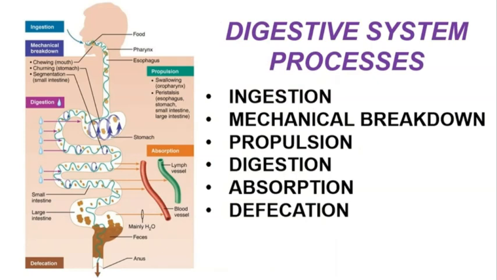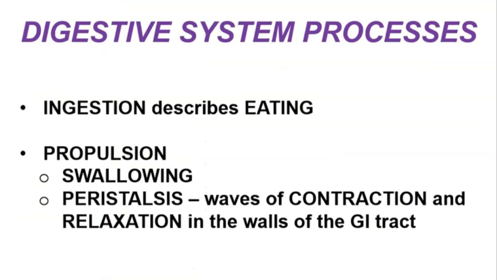So we'll see that there are 6 processes that are fulfilled by the digestive system: ingestion, mechanical breakdown, propulsion, digestion, absorption, and defecation. We'll examine all 6 of these in this order. So ingestion describes eating and consuming food. Propulsion involves moving food through the alimentary canal.